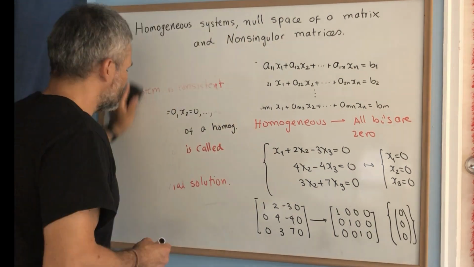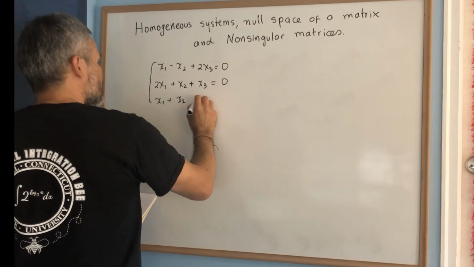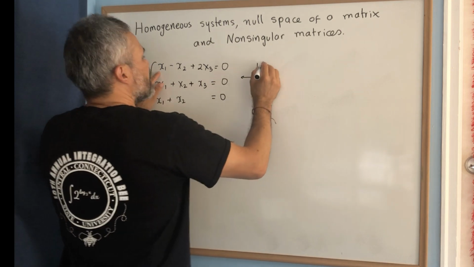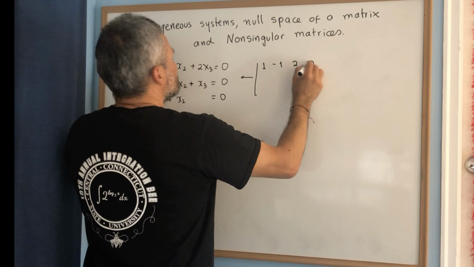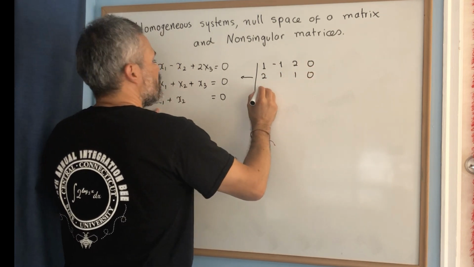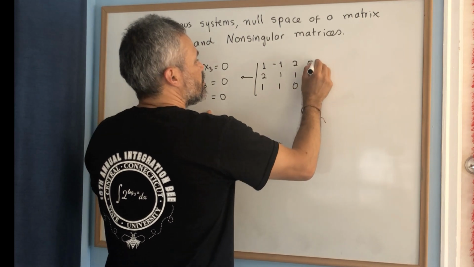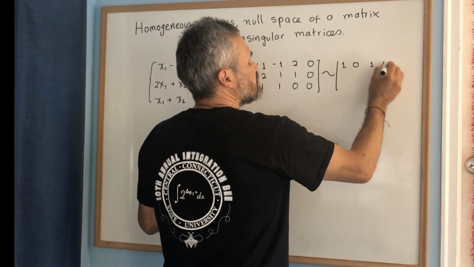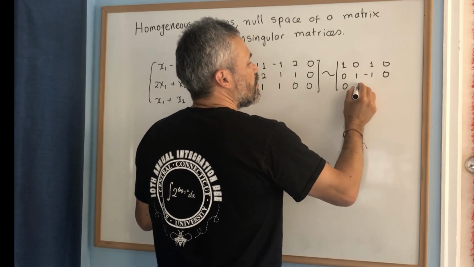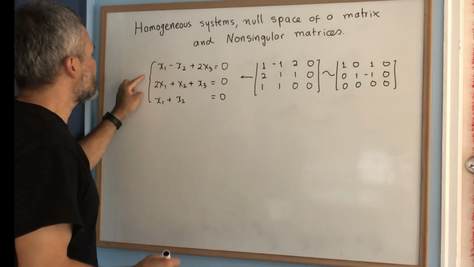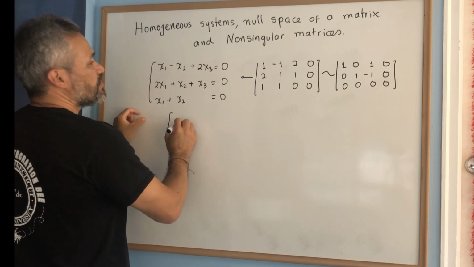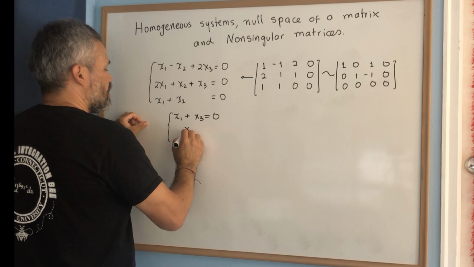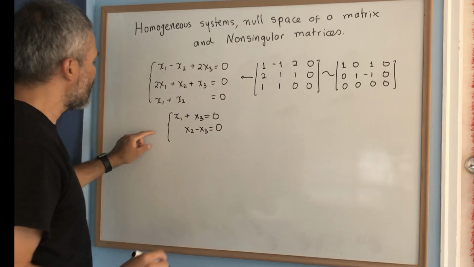Let me do another example. Let's find the solution of this system. We write the augmented matrix, which is 1, negative 1, 2, 0, 2, 1, 1, 0, 1, 1, 0, 0. Then we do row reduction. We can see that this is row equivalent to 1, 0, 1, 0, 0, 1, negative 1, 0, 0, 0, 0, 0. Then this system is equivalent to the system x1 plus x3 equals 0, x2 minus x3 equals 0, and 0 equals 0.